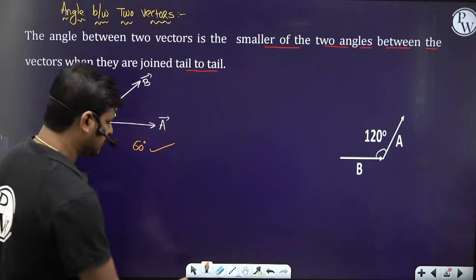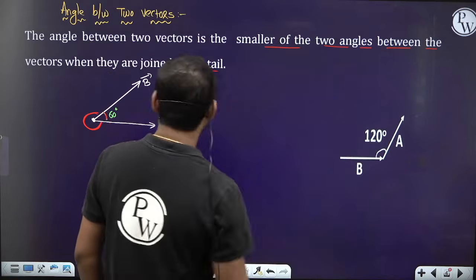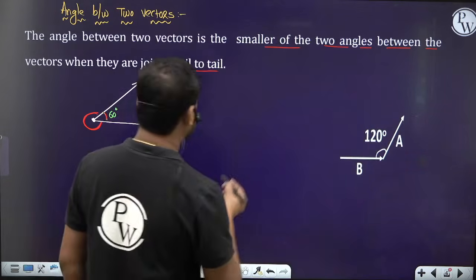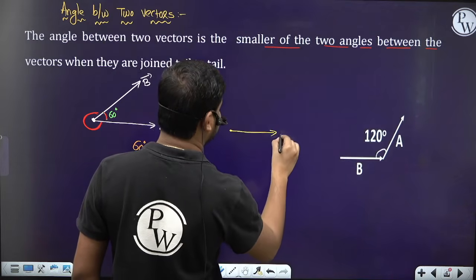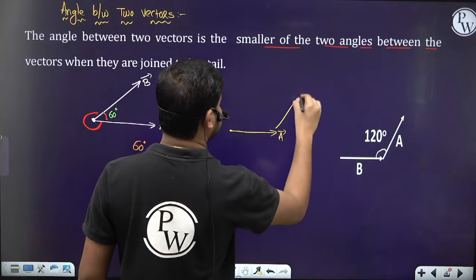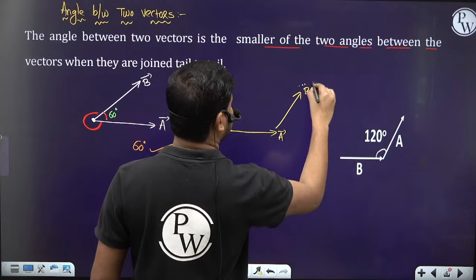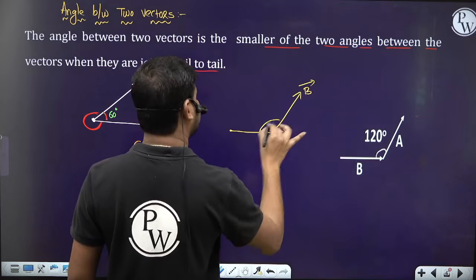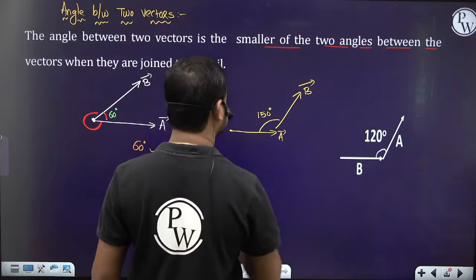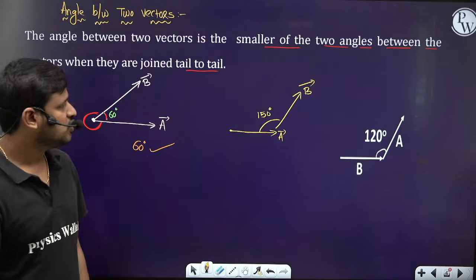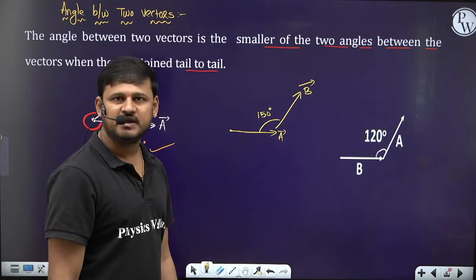Okay, next. For example, if I take one more question, this is a vector A and consider this is a vector B. Let's say I take this angle as 150 degrees. Then find the angle between A and B.